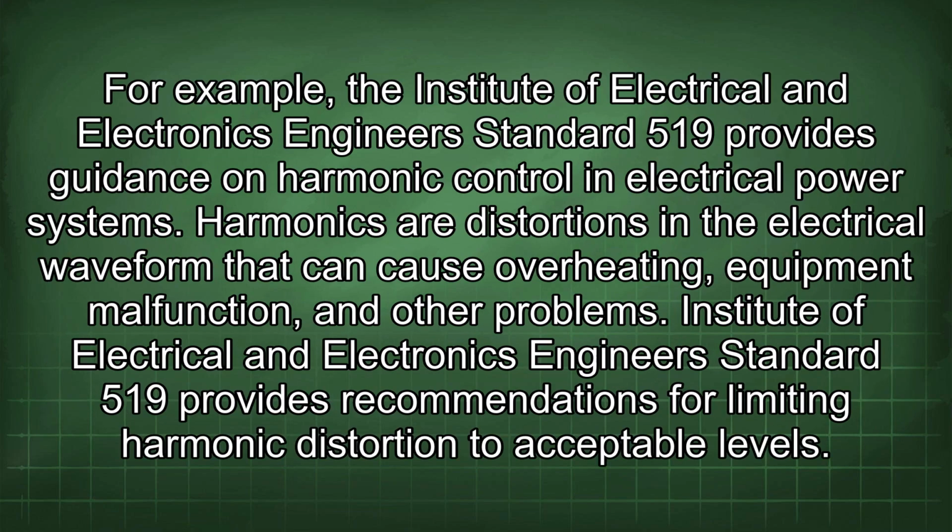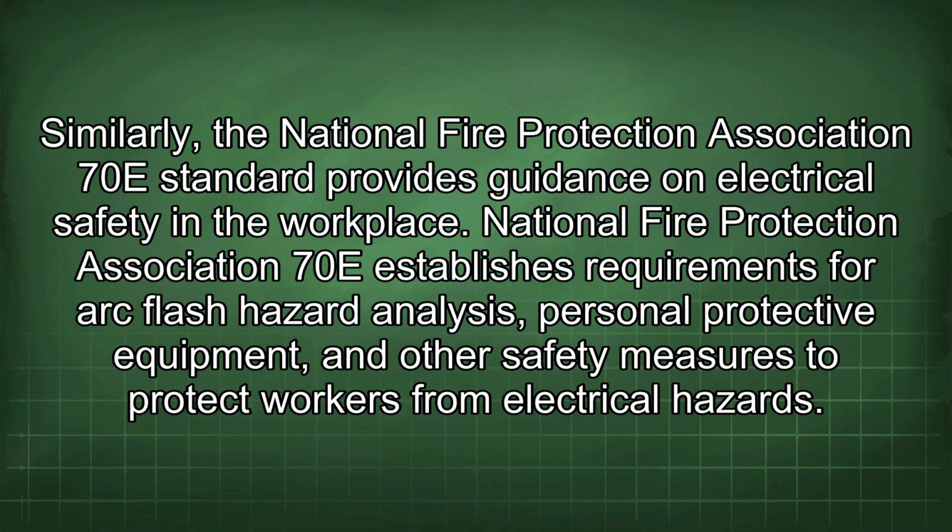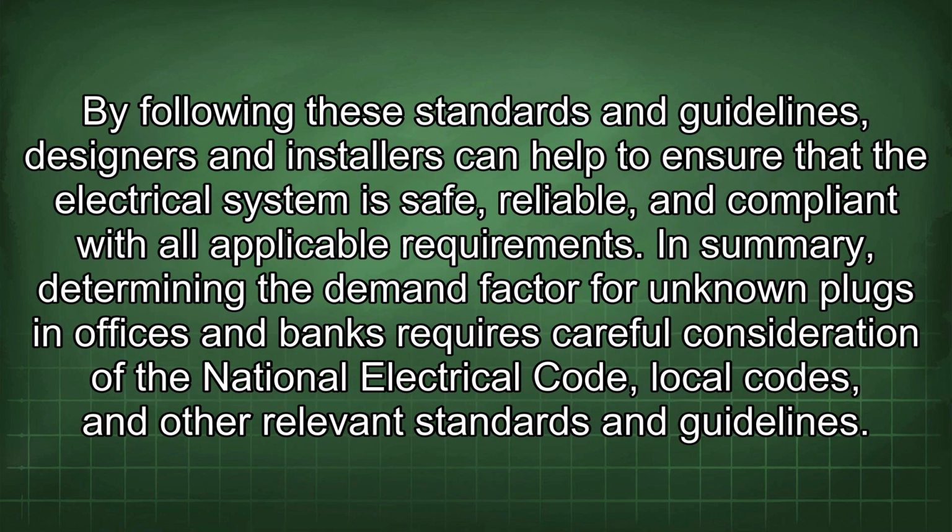For example, the Institute of Electrical and Electronics Engineers Standard 519 provides guidance on harmonic control in electrical power systems. Harmonics are distortions in the electrical waveform that can cause overheating, equipment malfunction, and other problems. Institute of Electrical and Electronics Engineers Standard 519 provides recommendations for limiting harmonic distortion to acceptable levels. Similarly, the National Fire Protection Association 70E standard provides guidance on electrical safety in the workplace. National Fire Protection Association 70E establishes requirements for arc flash hazard analysis, personal protective equipment, and other safety measures to protect workers from electrical hazards. By following these standards and guidelines, designers and installers can help to ensure that the electrical system is safe, reliable, and compliant with all applicable requirements.